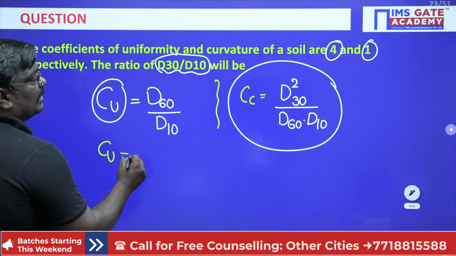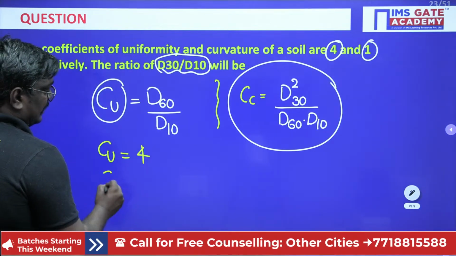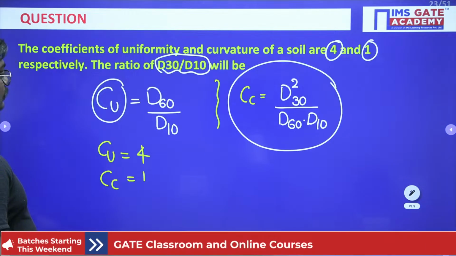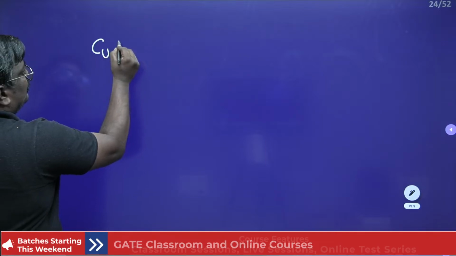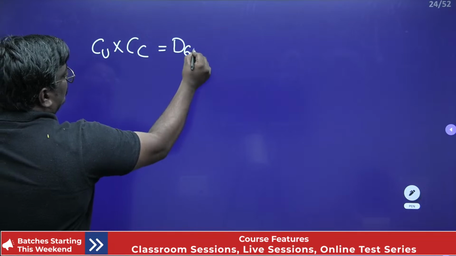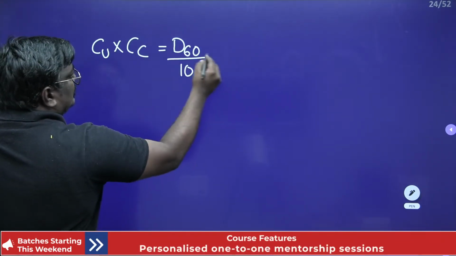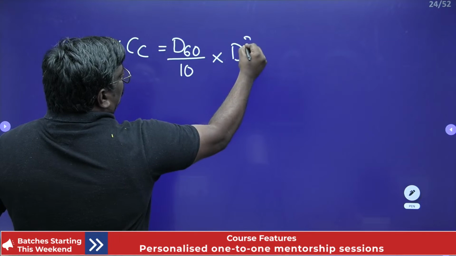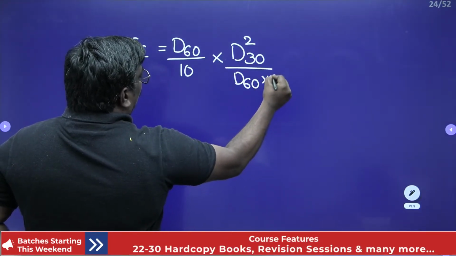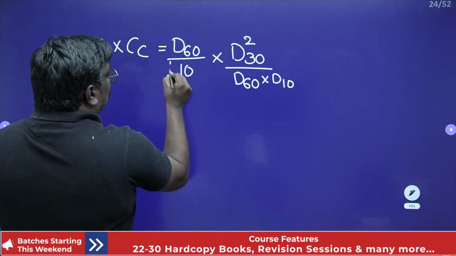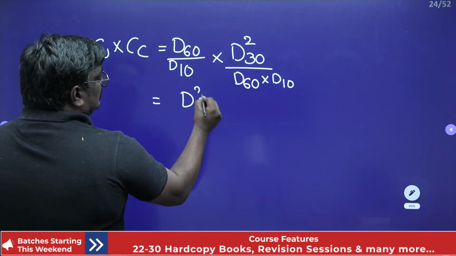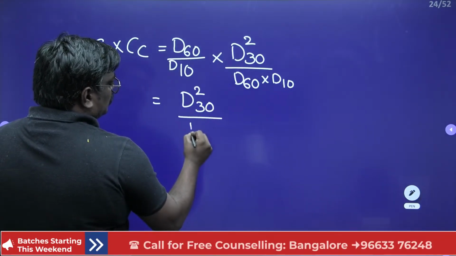Cu is taken as 4 and Cc is taken as 1. Now see students, if I write here Cu into Cc, what is Cu? You can write it as D60 upon D10. And what is Cc? D30 square upon D60 into D10. Now see students, D60 cancels. You can write it as D30 square upon D10 square.